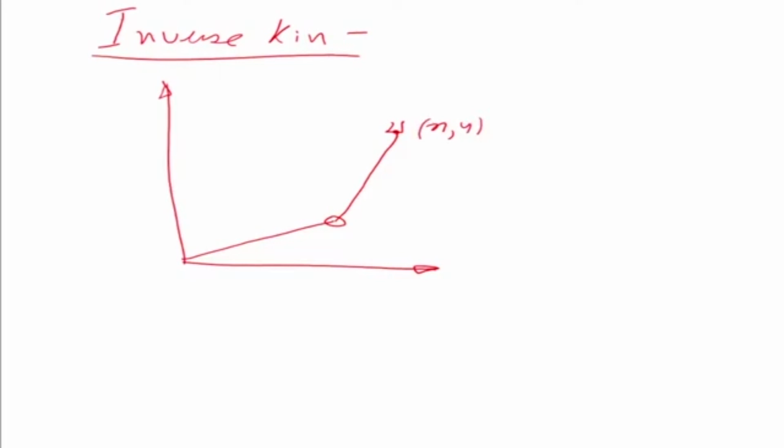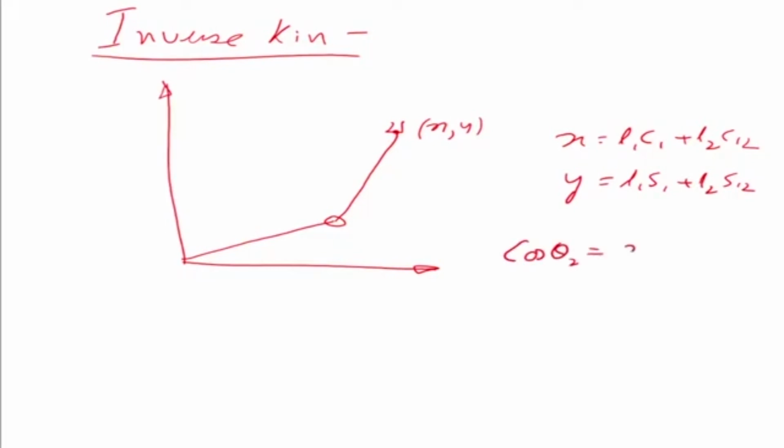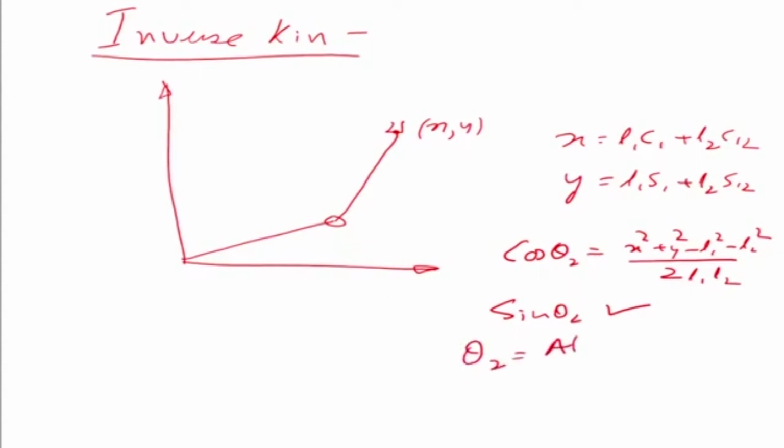We can find cos theta 2 from the equations x equals L1 cos theta 1 plus L2 cos(theta 1 + theta 2), and y equals L1 sin theta 1 plus L2 sin(theta 1 + theta 2). Squaring and adding, we get cos theta 2 equals x squared plus y squared minus L1 squared minus L2 squared, divided by twice L1 L2. From here we can find sin theta 2, and once we find sin theta 2, we can get theta 2 as atan2 of sin theta 2 and cos theta 2. This is one way of getting theta 2.